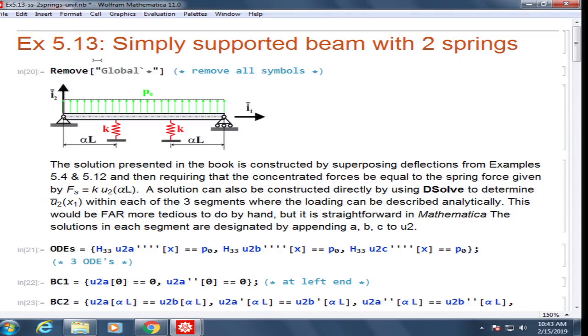H33 U2 triple prime for 1 at alpha L minus K U2 alpha L plus H33 U2 triple prime for the second part at alpha L is equal to 0. So there you go. You have your 4th equation. You have 3 equations here and 2 equations on each end, right? So you have a complete system to solve.